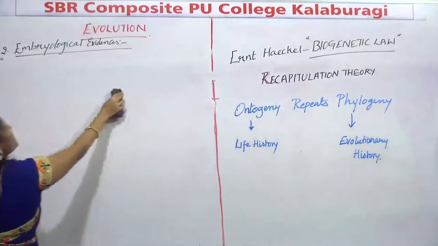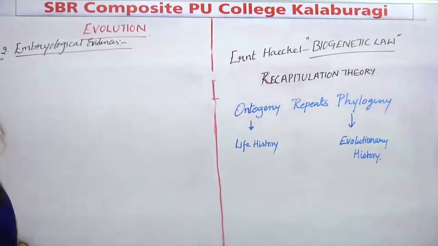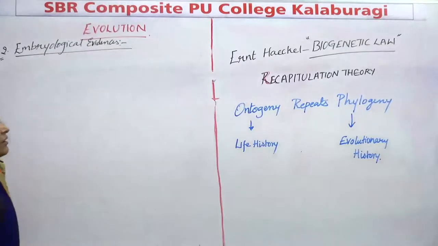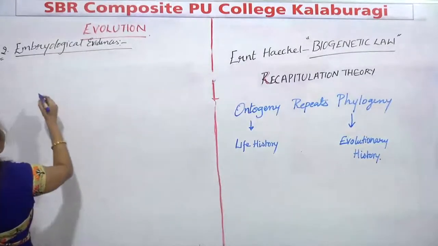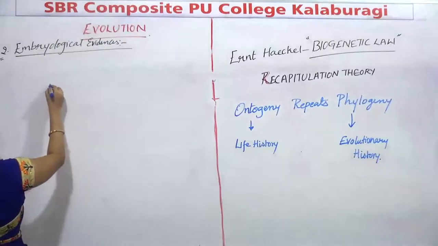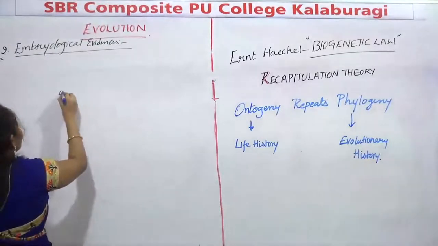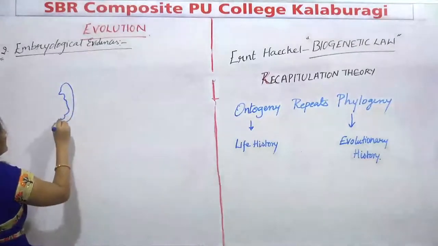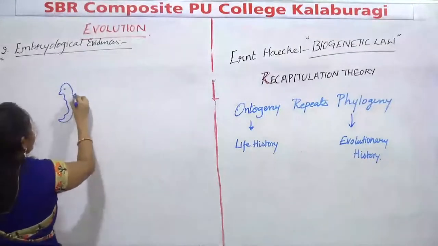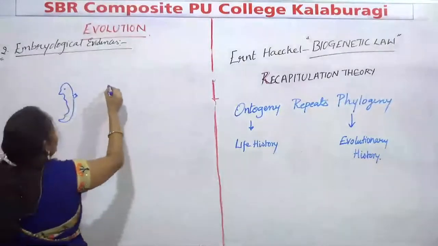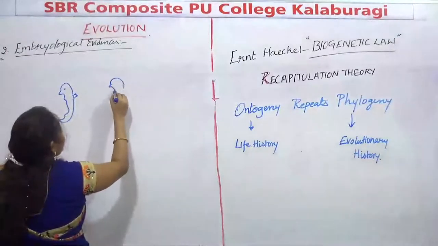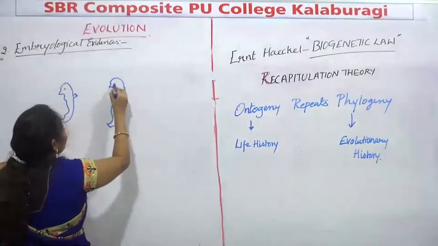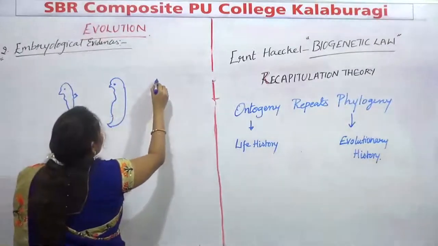These are about embryological evidences. Apart from that, if we observe the shape of the embryos, it is very much similar even in case of a small fish which is having gills for respiration, and the early embryos, same shape. In case of amphibians or in case of chick.